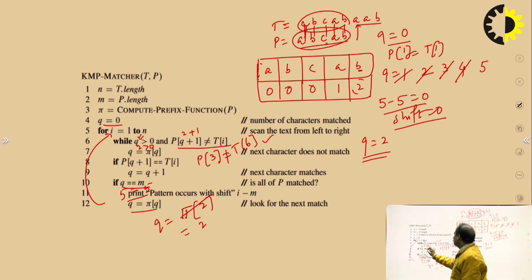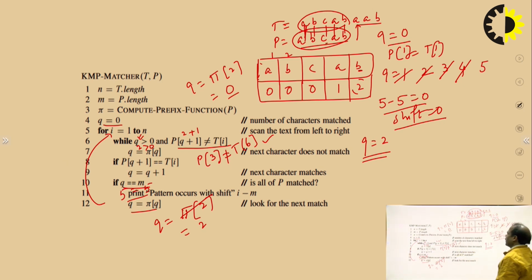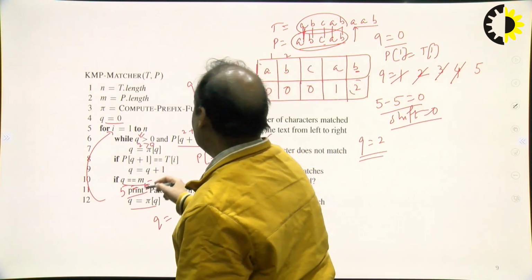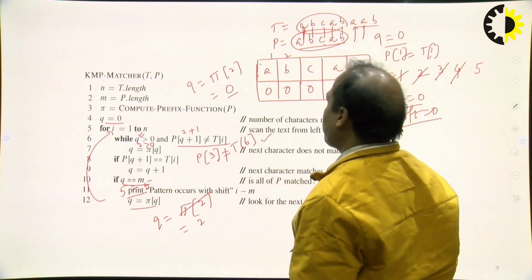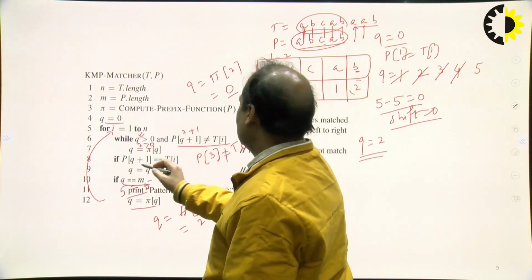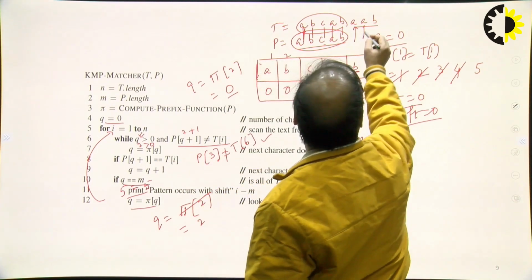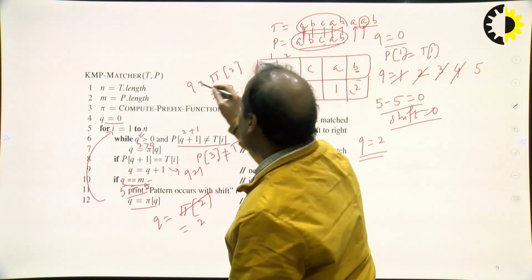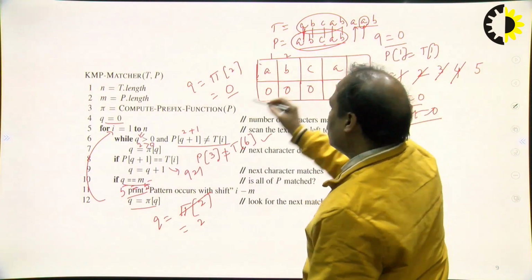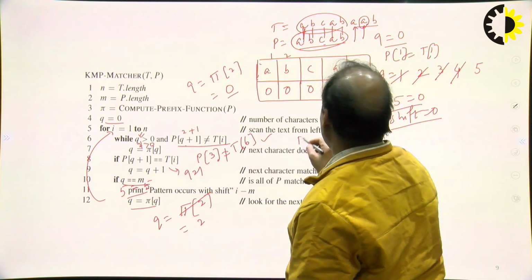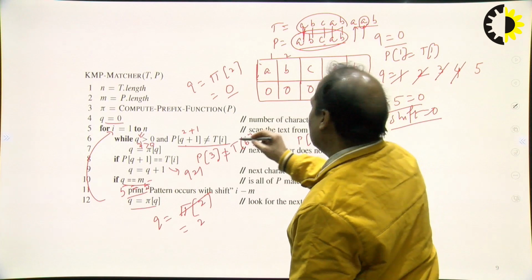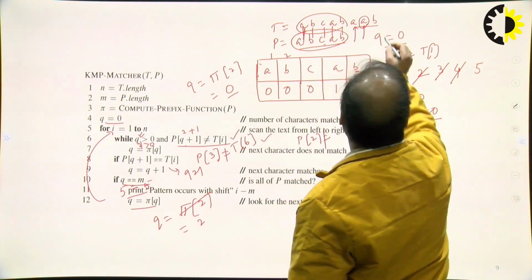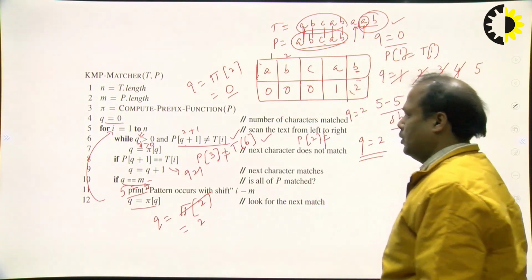So that means Q is going to be reset to pi of Q. So Q is pi of 2. Pi of 2 is going to be 0, right? So Q is going to be 0. I is still going to be the next one, A. Here Q is not greater than 0, so check Q plus 1: A equal to A. Yes, so Q equal to 1. Again go to the next one. 1 greater than 0, and Q plus 1, like P2, is equal to T1. Yes, so Q is going to be 2 here. So it will start matching from here. Thank you.